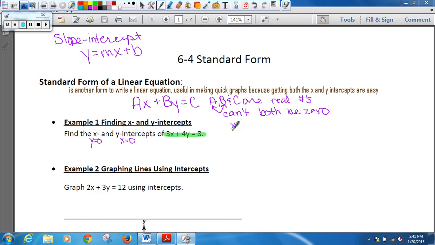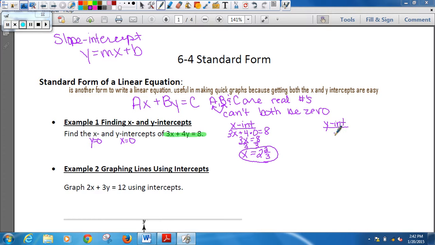So over here, to find my x-intercept, I know that the x-intercept is where y equals 0. So I'm going to replace my y with 0. 3x plus 4 times 0 equals 8. 4 times 0 is 0, so I get 3x equals 8. Divide both sides by 3. So my x is equal to 8/3, which is the same as 2 2/3. So that's my x-intercept.